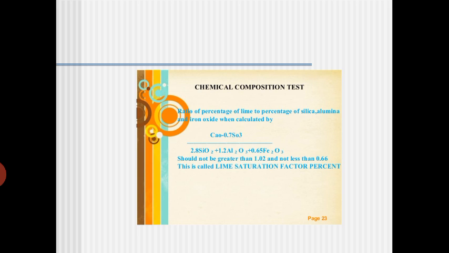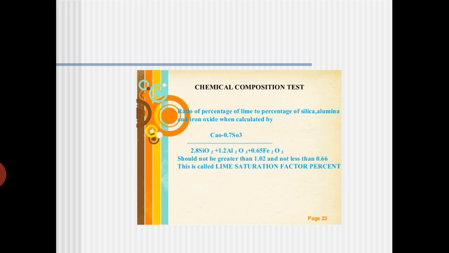Normally up to 70% silica will be there. Next priority will be alumina, around 20-25%. Then the remainder will be ferrous oxide. Many other compositions will also be there, but they are neglected in this formula. If the value is between 1.0 and 2.66, we can call it the lime saturation factor percentage. With the help of this we find out the purity of the chemical composition.